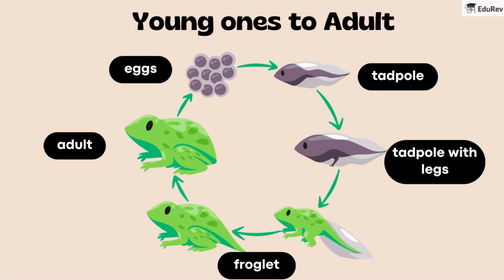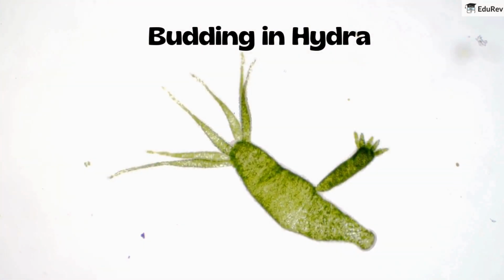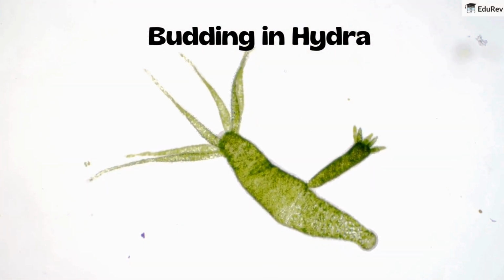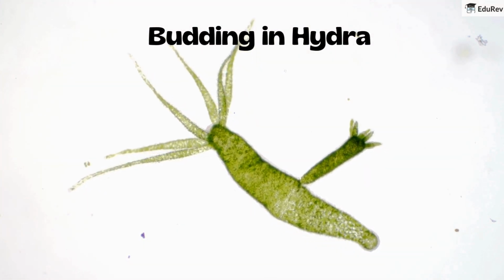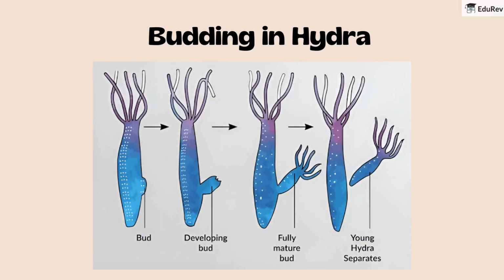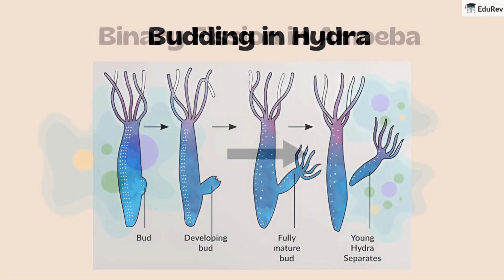Remember when we talked about asexual reproduction? It's that mode of reproduction in which only a single parent is needed. An example of asexual reproduction is something called budding, seen in creatures like Hydra. A hydra grows a little bump, called a bud. This bud grows and becomes mature, which eventually becomes a whole new hydra and separates from the parent.